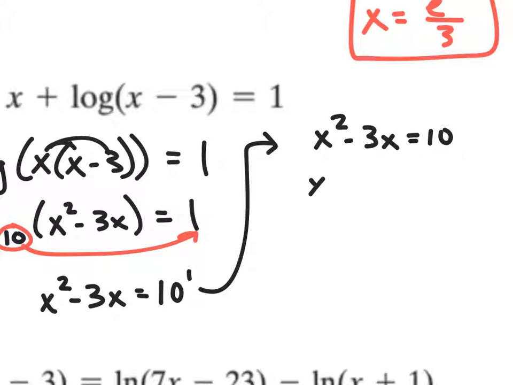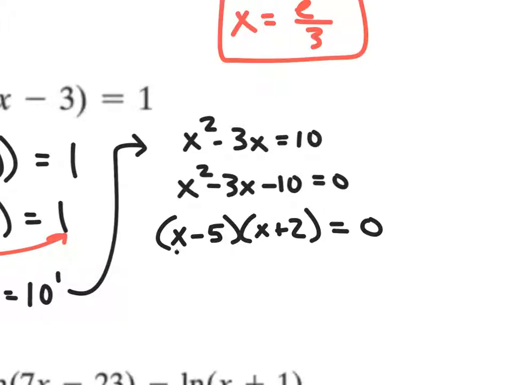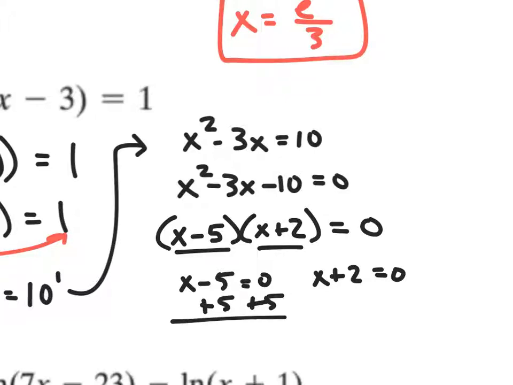I'm going to move my 10 over. X squared minus 3x minus 10 is equal to 0. Now we have a quadratic, and we can solve that quadratic. So I'm going to do x minus 5 times x plus 2 is equal to 0. I'm going to set each of my values equal to 0. So x minus 5 equals 0, x plus 2 equals 0. I'm going to add 5 to both sides, and we get that x is equal to 5, and then subtract 2 from both sides, and so I get that x is equal to negative 2.